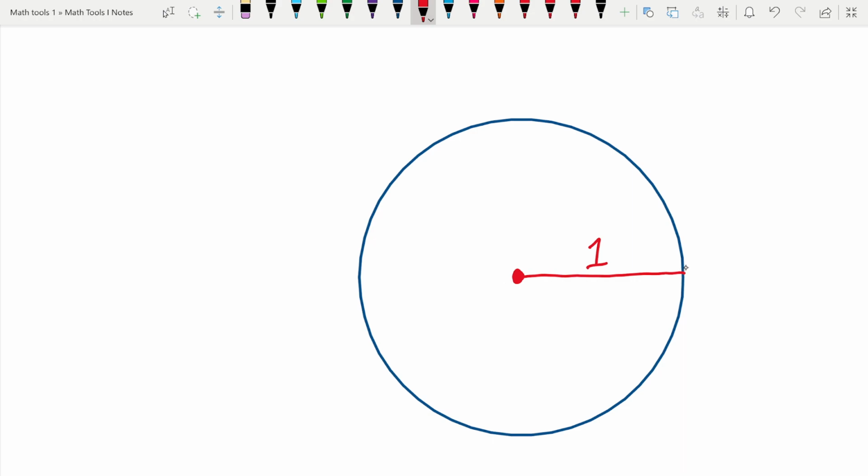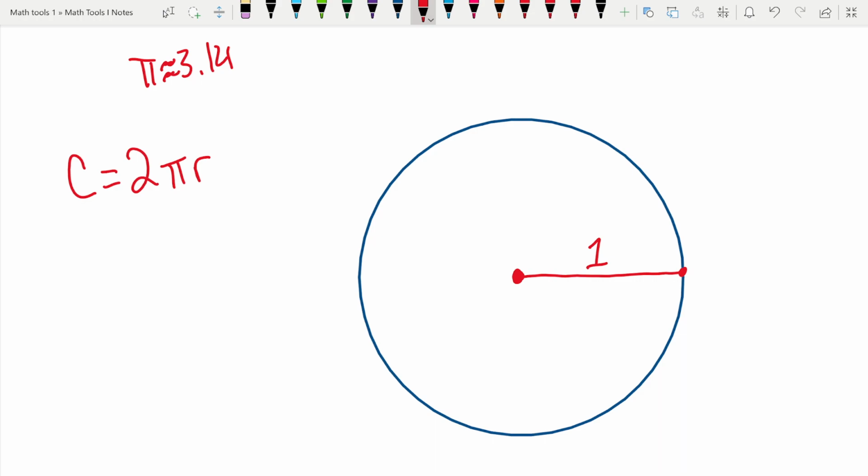So if we want to know, well, how far around is the circle? In other words, if we were to start right here on the edge and travel around the whole circle, how far would we go? That's another way of saying what's the circumference of a circle. The circumference of a circle is known as 2 pi r. 2 times pi times r, where of course pi is approximately 3.14.